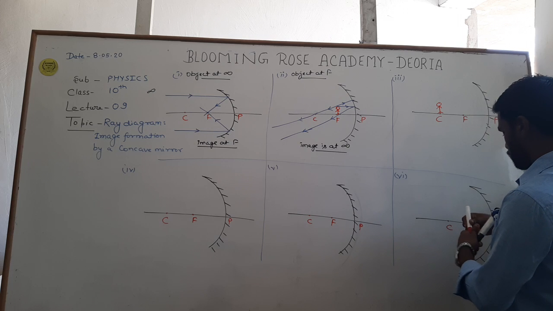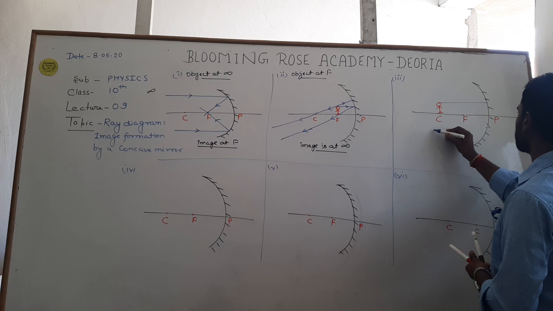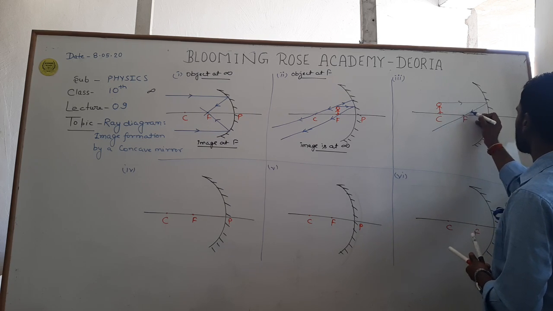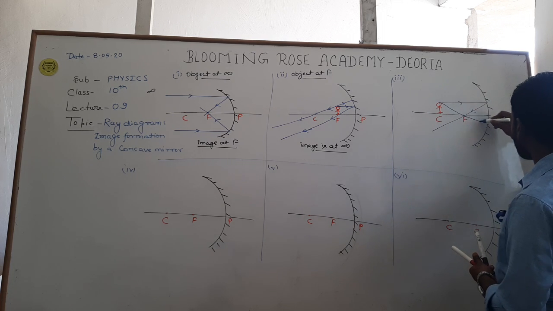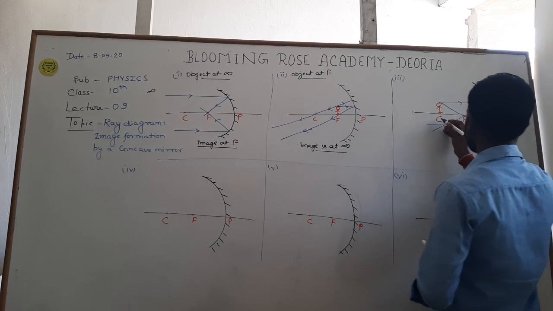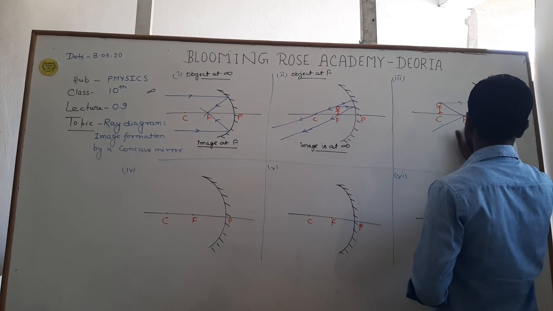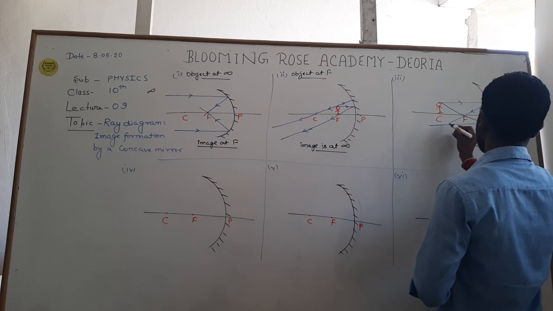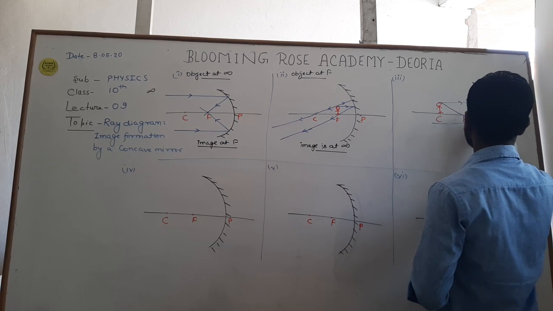Here, when the ray passes parallel, it will go through the focus. Then after passing the focus, it will be parallel through here. So you get the image of the object here, at the center of curvature.